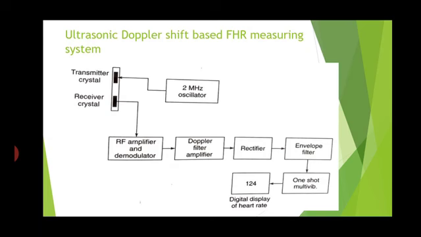Now we will see the ultrasonic Doppler shift based FHR measuring system. To measure the fetal heart rate, this system is used. Again a transmitter crystal and a receiver crystal are there. A 2 megahertz oscillator is used here to excite the transmitter. RF amplifier and demodulator are there. Doppler filter amplifier is there. Rectifiers, envelope filters and a one-shot multivibrator are used here.